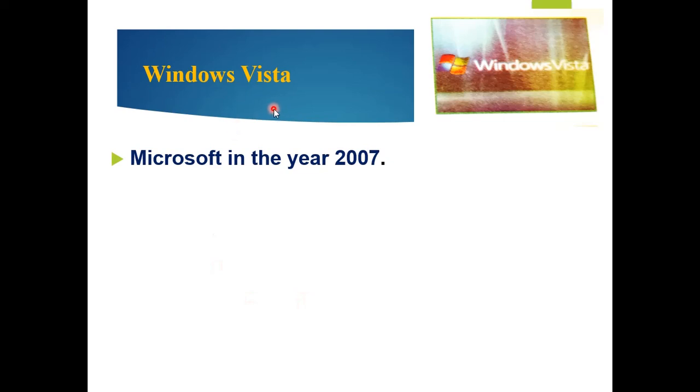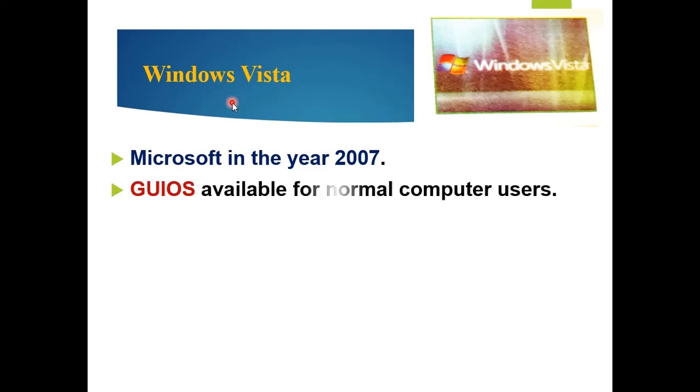Now next one is Windows Vista. It is also an operating system introduced by Microsoft company in the year 2007. In the year 2007, the new OS called Windows Vista was introduced by Microsoft. In this also graphical user interface is available. Because of the introduction of Windows Vista, GUI OS became available for normal computer users.